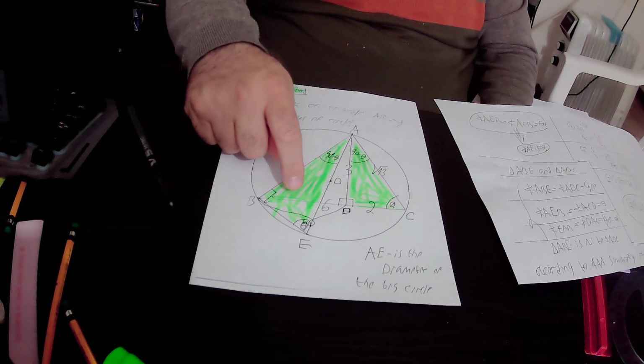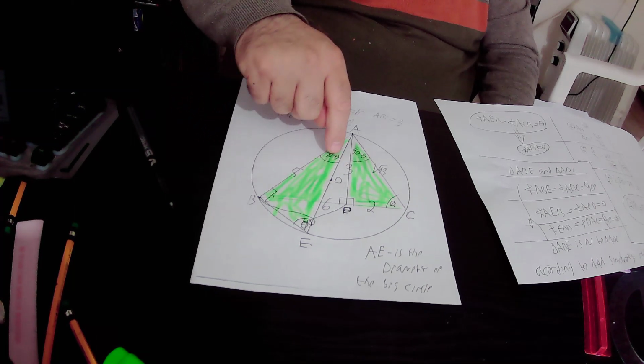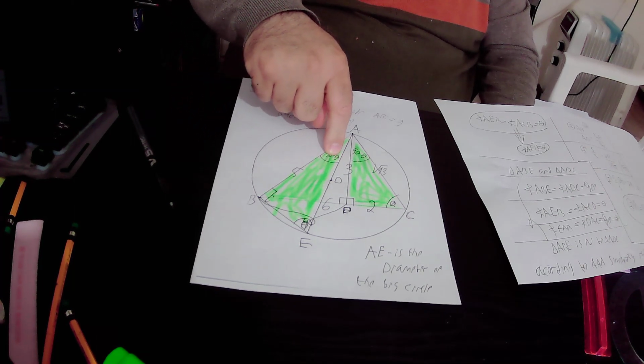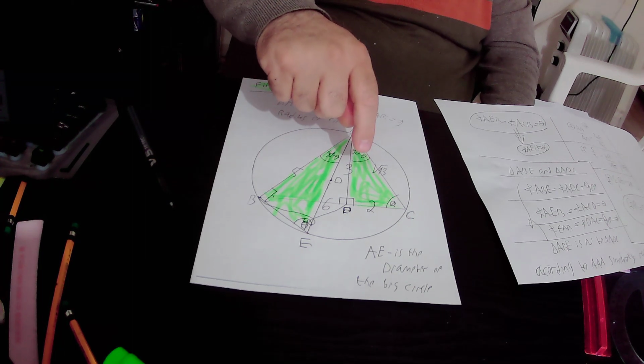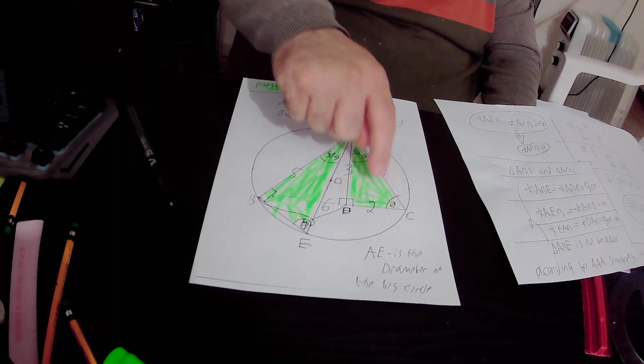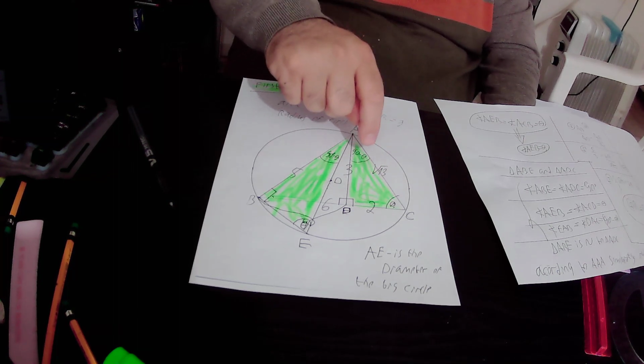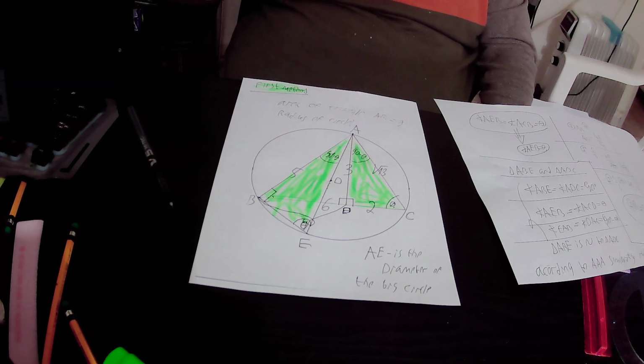So in this green right triangle, this angle equals 90 degrees, this angle equals theta, so this angle must be equal to 90 degrees minus theta. In this right triangle, the same thing is true. This angle equals 90 degrees. This angle equals theta, so this angle must be equal to 90 degrees minus theta in order to complete the sum of the angles in this triangle, 180 degrees.